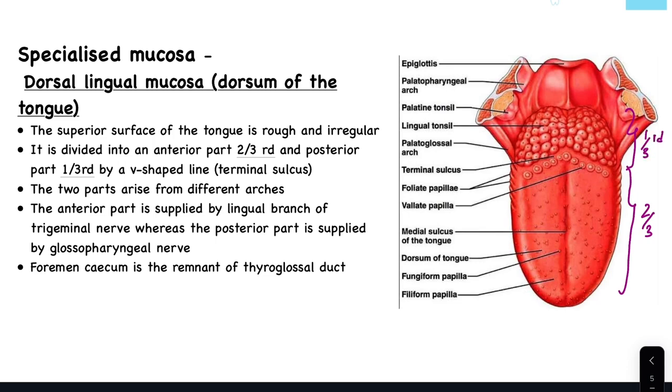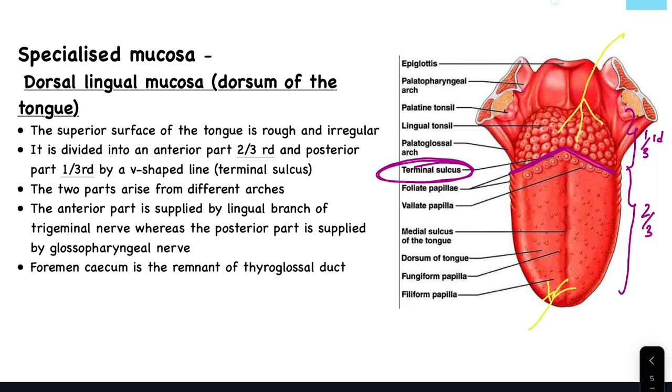Now this is divided using a V-shaped line. This line is called sulcus terminalis. Okay, so terminal sulcus. This is the line dividing the tongue into anterior and posterior parts. The anterior part is supplied by the lingual branch of the trigeminal nerve, whereas the posterior part is supplied by the glossopharyngeal nerve. So if I have to draw it over here, the anterior part has a different nerve supply, and the posterior part has a different nerve supply.